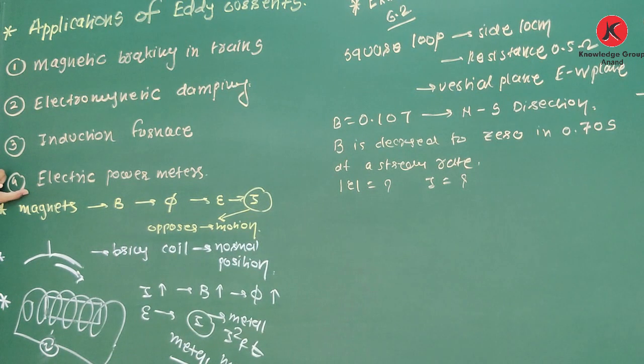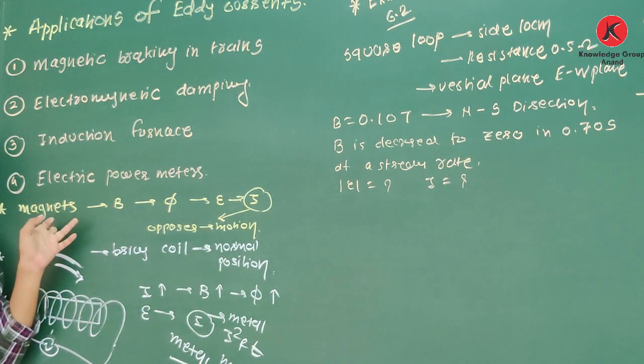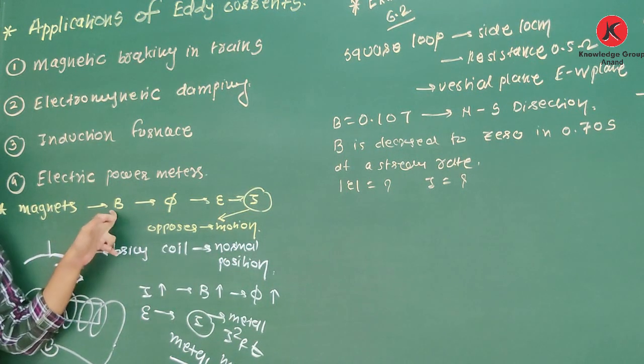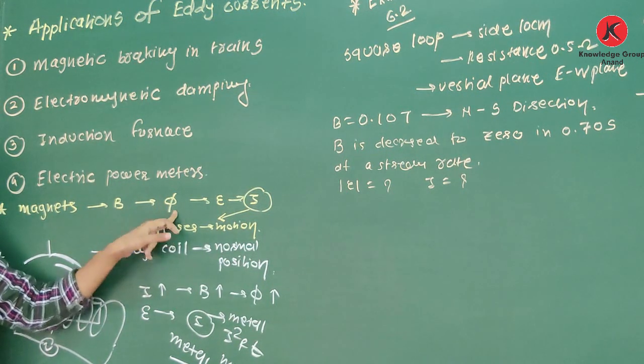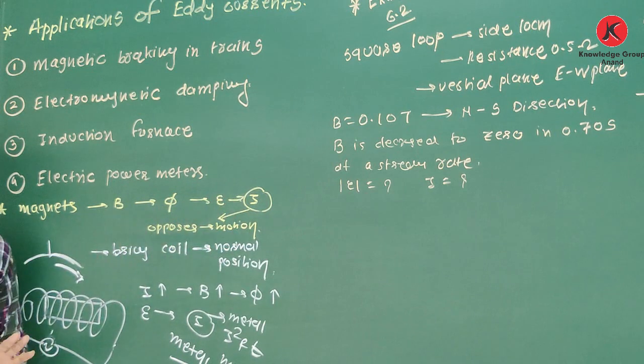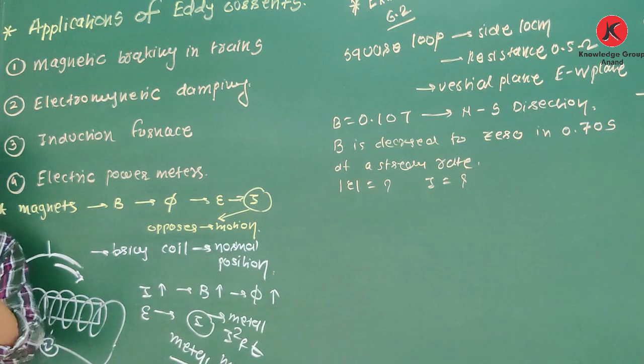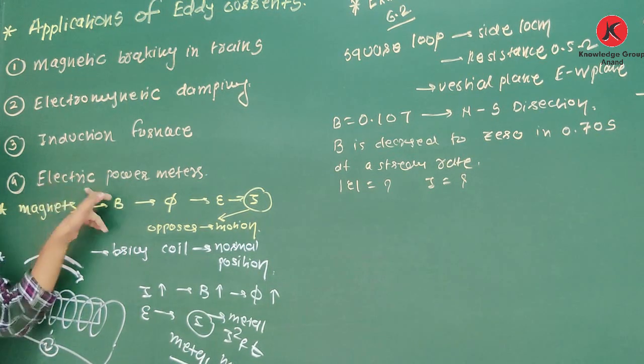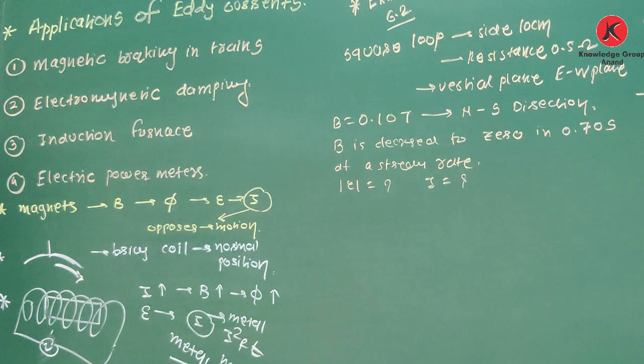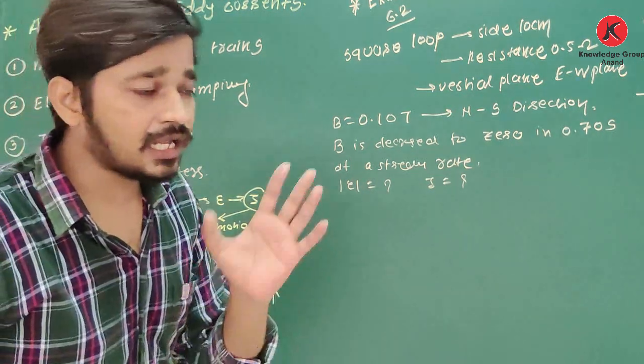Again, what are electric power meters? In electric power meters, magnets are placed. When those magnets are activated, due to the change in magnetic field there is a change in magnetic flux, EMF is induced, and current is produced in such a direction that it will rotate the indicator. Clear about this? So these are the uses of eddy currents.